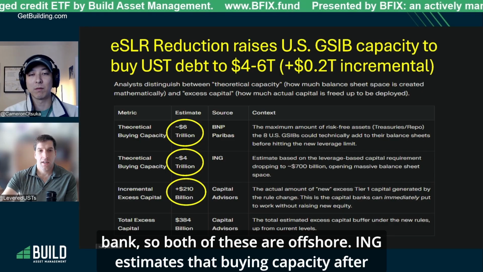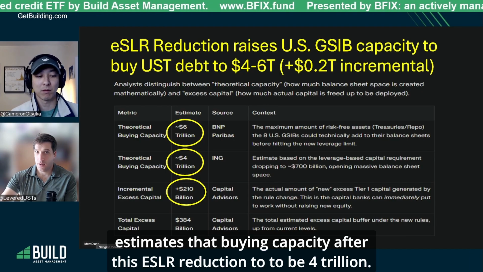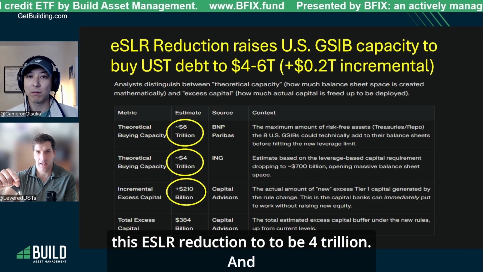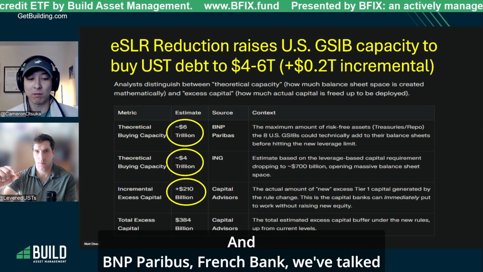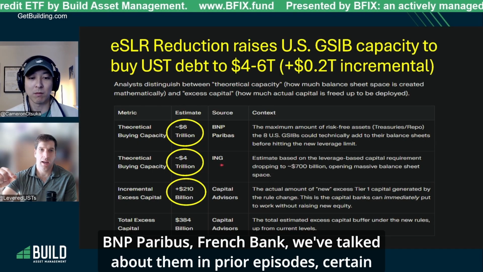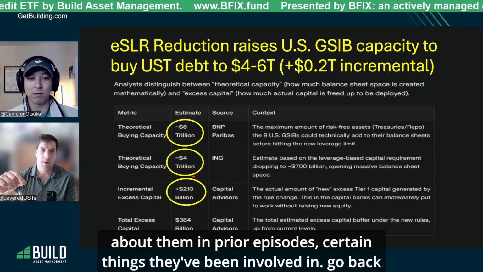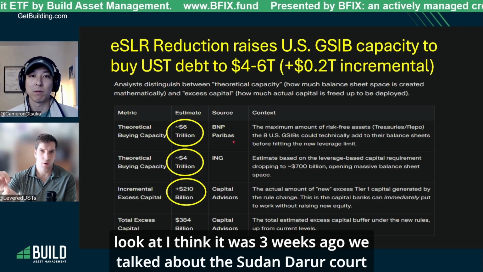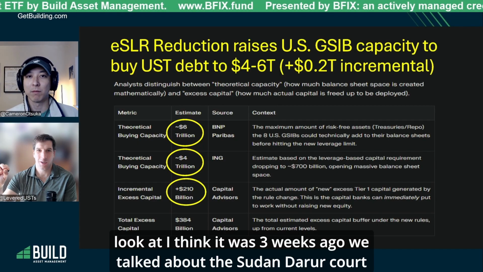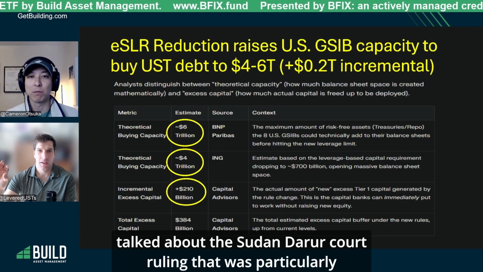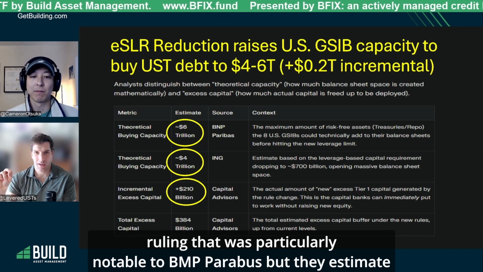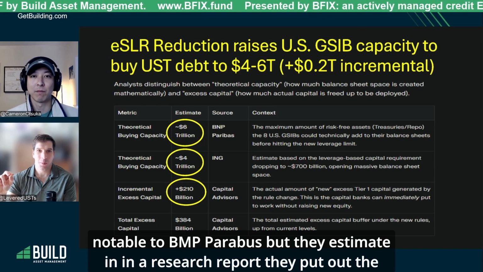Two banks here, ING, a Dutch bank, so both of these are offshore. ING estimates that buying capacity after this ESLR reduction to be 4 trillion. And BNP Paribas, a French bank, we've talked about them in prior episodes, certain things they've been involved in. Go back, I think it was 3 weeks ago, we talked about the Sudan, Darfur court ruling. That was particularly notable to BNP Paribas.